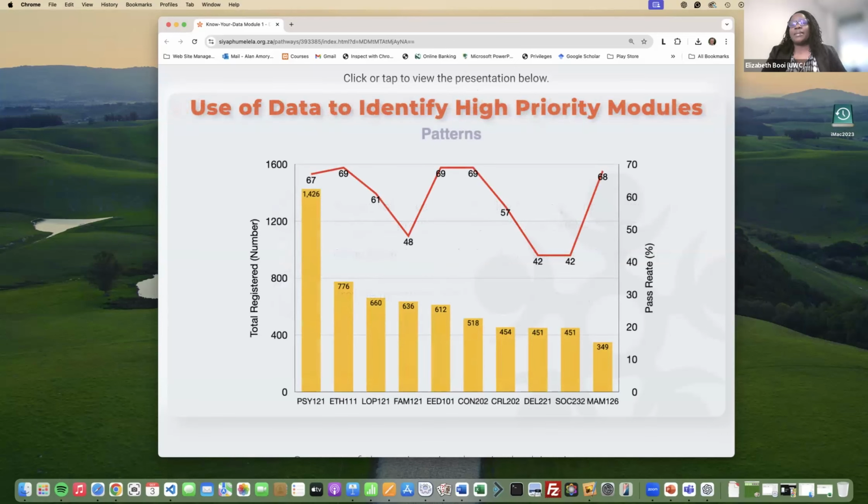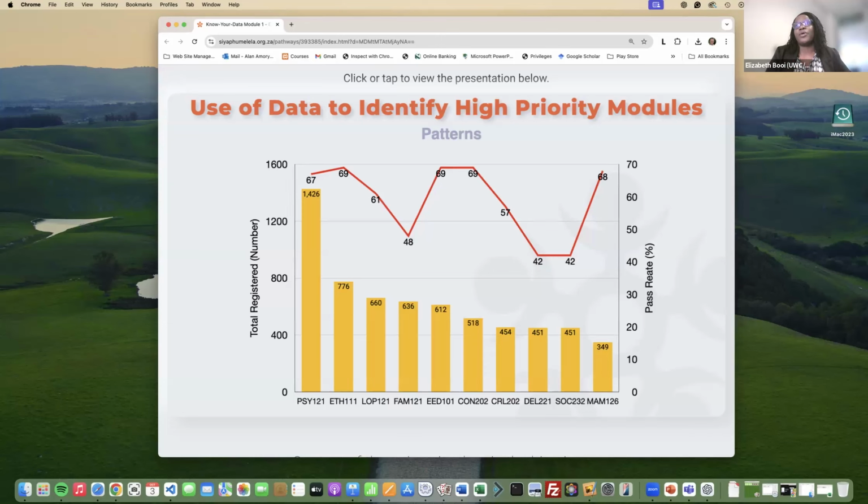And yeah, I'm going to talk about some of the use cases that we have seen over the years. When we started with the Siyaphumelela project at UWC, one way that we used the data was to identify the high priority modules. It was just to visualize and look at the pass rate and also the enrollments of different modules. And for us to come up with the definition of a high priority module, we needed to understand the data by putting it on a graphic or a visualization so that we can see which of the top highest modules were having challenges within our institution so that we can address that.